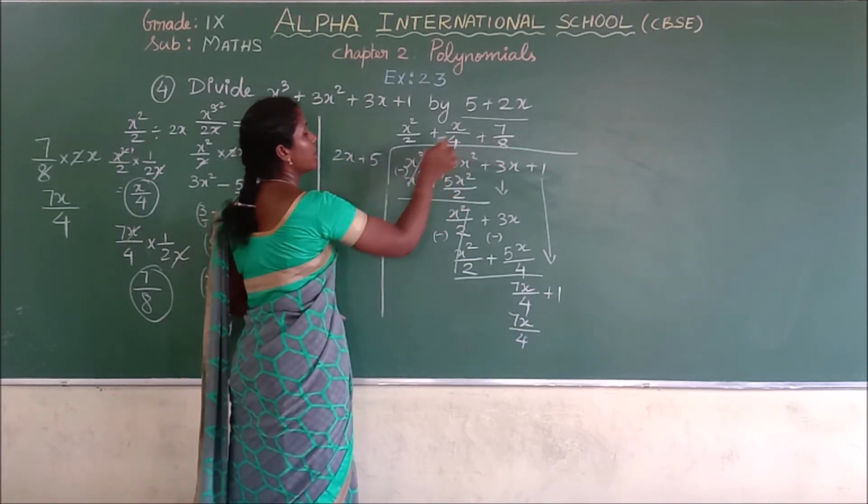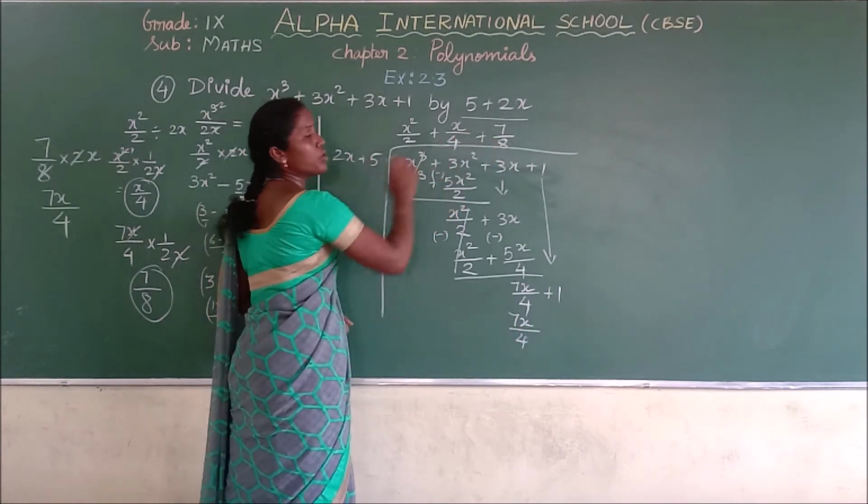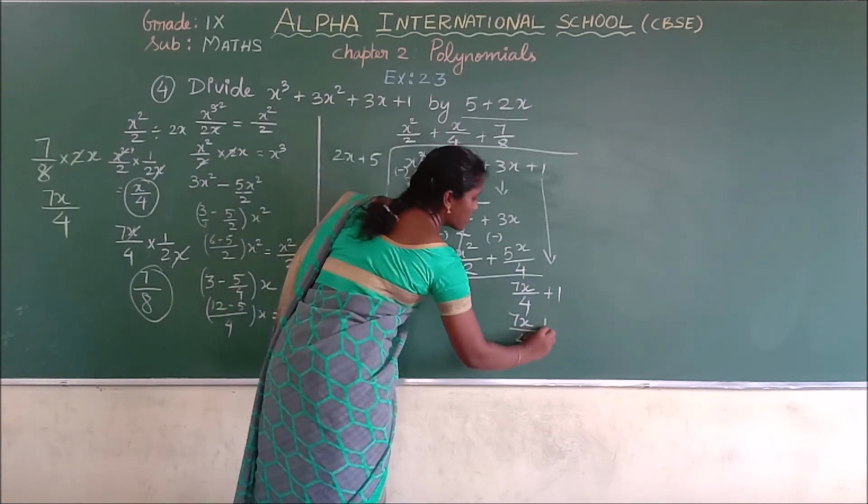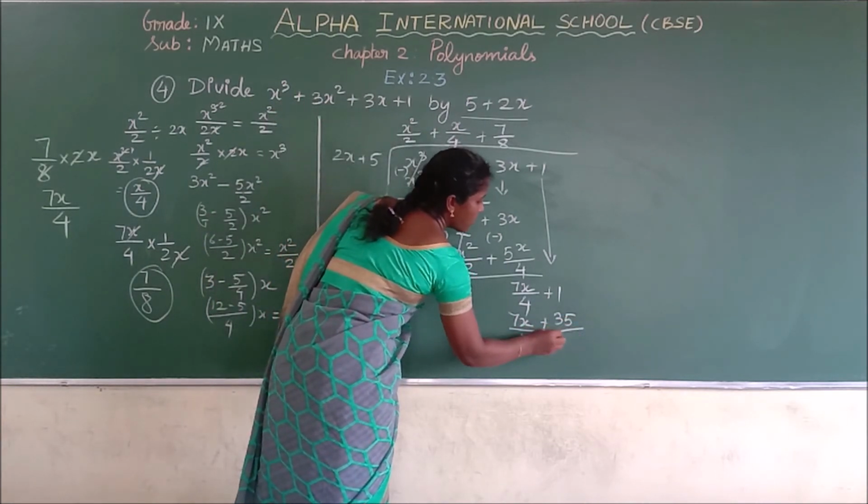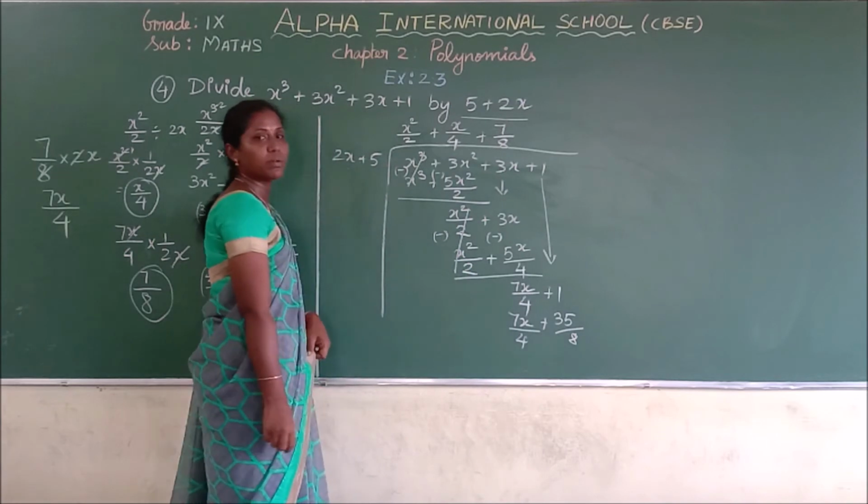Okay, next multiply with the constant. 7 by 8 into 5. 7 5s are 35, so plus 35 by 8.